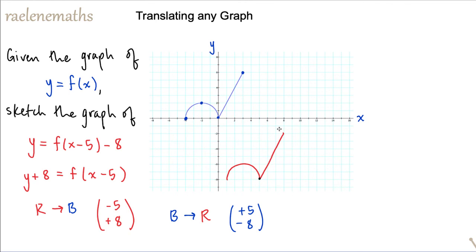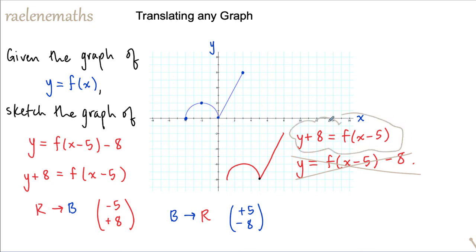That's the image that I'm looking for at the end. There's my red graph, which can be written as y plus 8 equals f of x minus 5, or we can go back and isolate y, make it the subject, and call this graph f of x minus 5, and then subtract 8. However, my preference is definitely to use this format because we can see the vector components. Again, the -5 and the +8 here are from the red to the blue. So we do the opposite because we are going from the blue to the red.